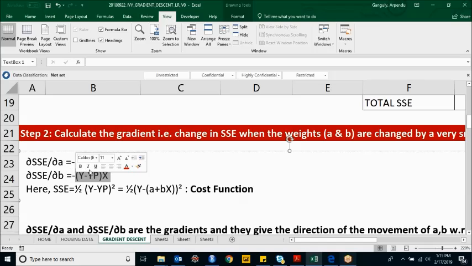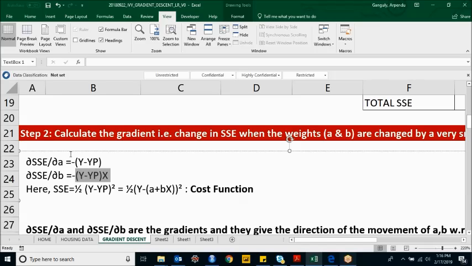If you are confused about these two, how I'm getting this, if you just solve that 1 by 2, what will happen? 2 into 1 by 2 minus y minus yp. Then when you differentiate for a, it will become 1, so you will get this, and when it comes to beta, the bx, that x will multiply here. So that is the output which you are getting when you are solving these two equations.